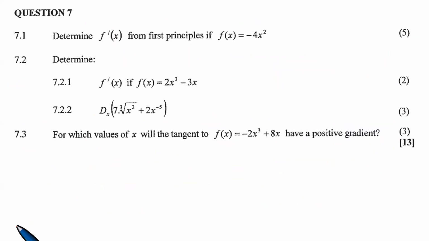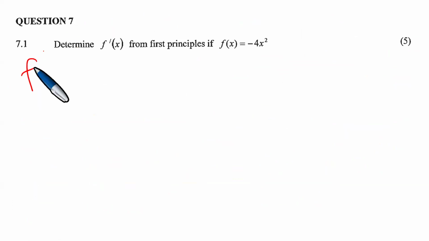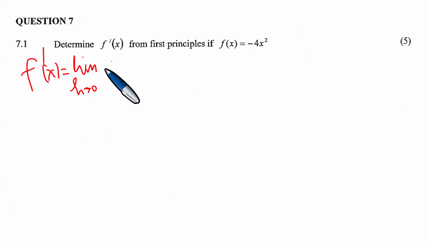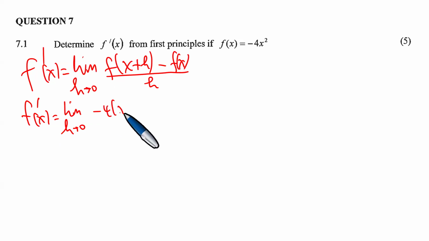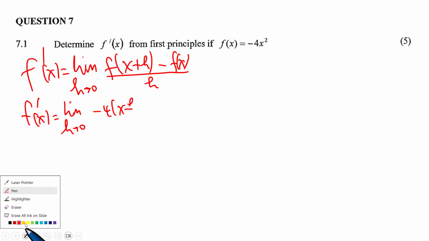Right, in the next question, we have more first principles calculations. Now, 7.1 is saying determine f prime of x from first principles, given minus 4x squared as a function. Right, we have f prime of x, which is the limit as h tends to 0 of f of x plus h minus f of x, all divided by h. This gives us f prime of x, the derivative, which is the limit as h tends to 0 of f at x plus h, which is minus 4 open bracket x plus h.